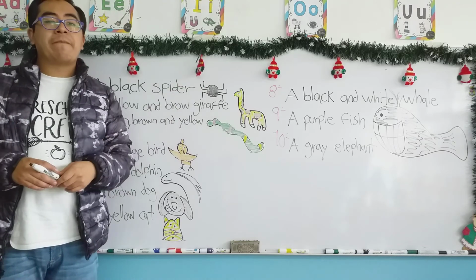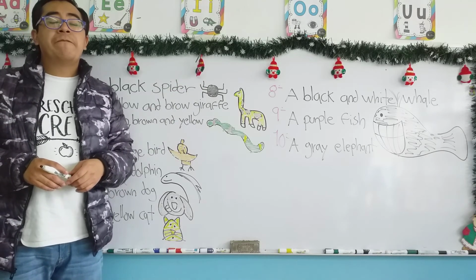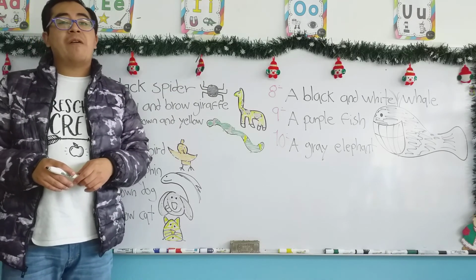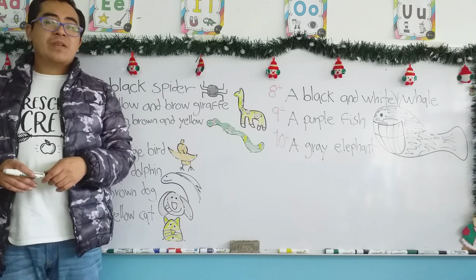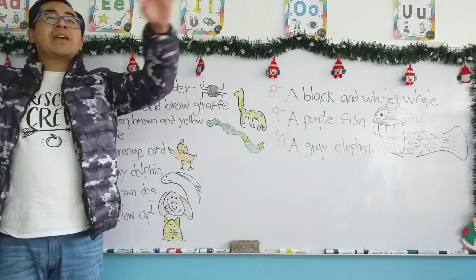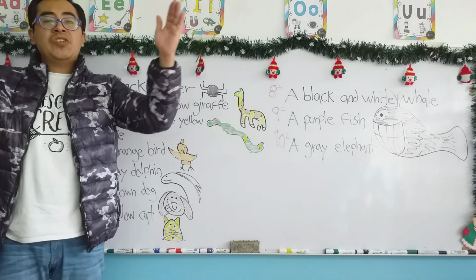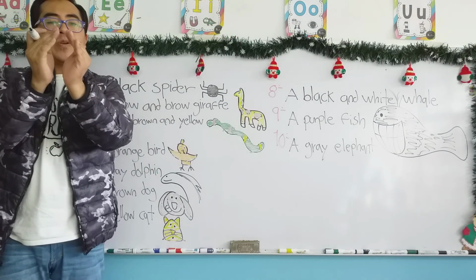Number 9, a purple fish. Now, remember, talking about animals of the sea, the opposite, we have a whale, the fish is smaller.